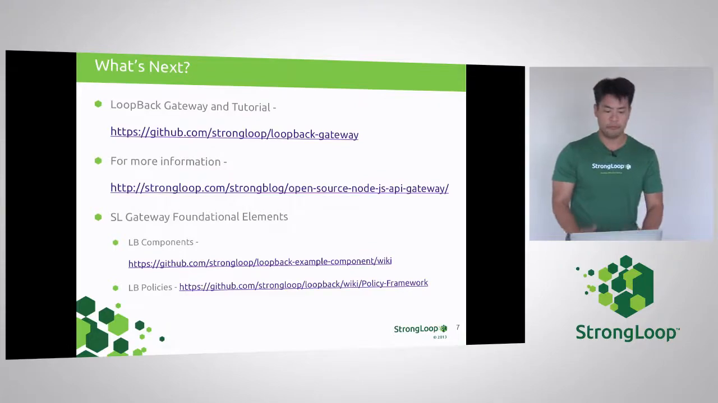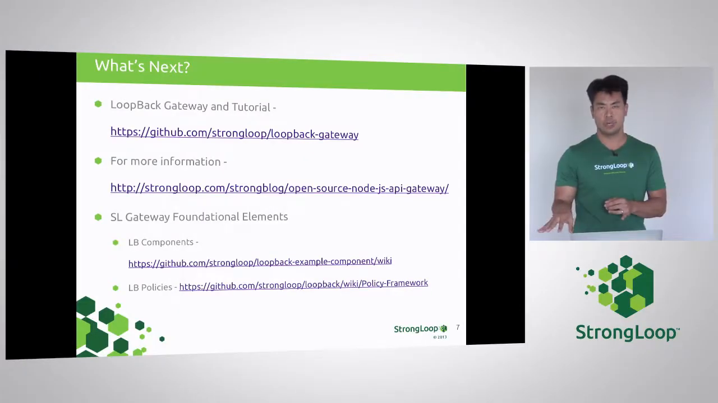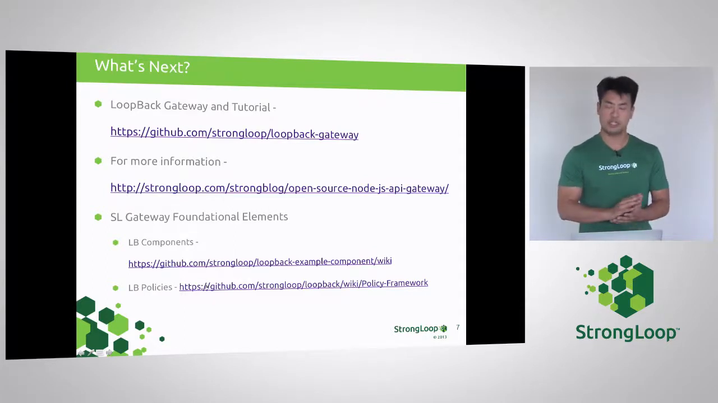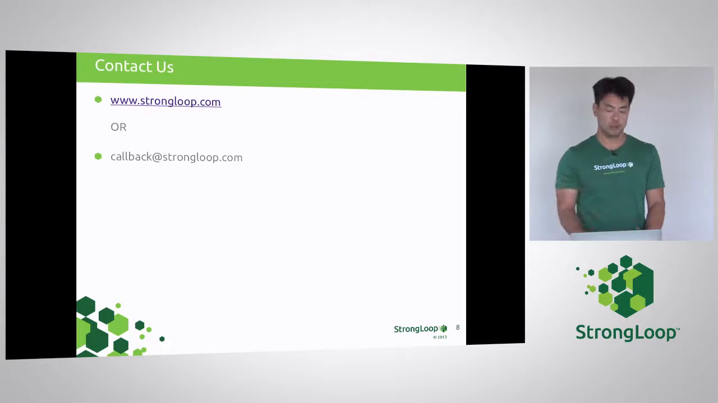So what's next? Feel free to download the GitHub repo, which contains the gateway and the tutorial that I just walked through. There's a rate limitation script that you can run through as well, and a JWT tutorial. And for more information, check out the blog of our announcement of the gateway itself. We have the components and policies in GitHub as part of our wiki for discussion, to make sure we're hitting the points of getting our use case requirements down. And last but not least, feel free to drop by strongloop.com or send us a note at callback@strongloop.com.